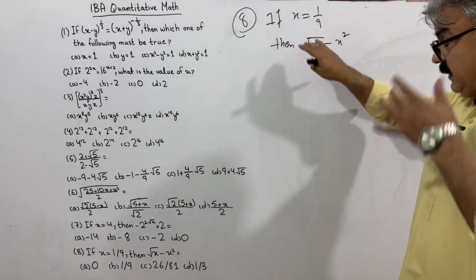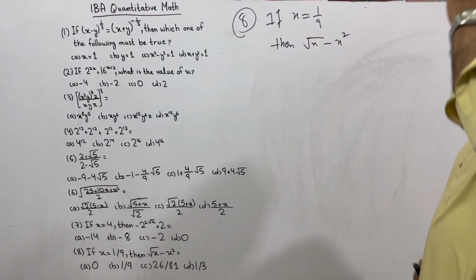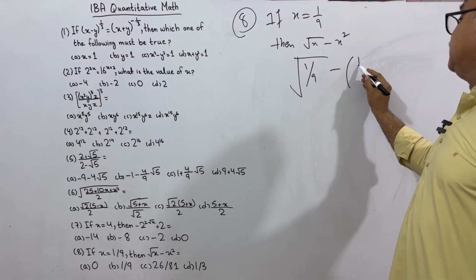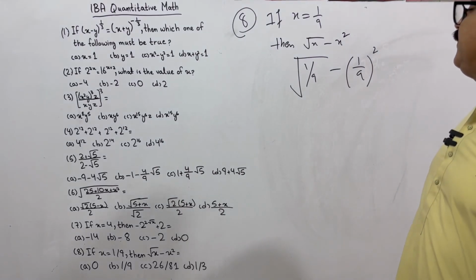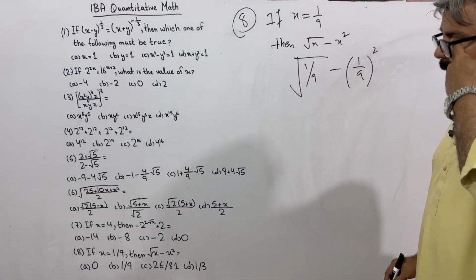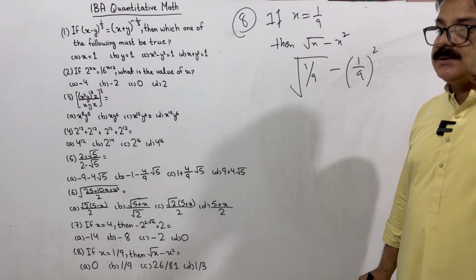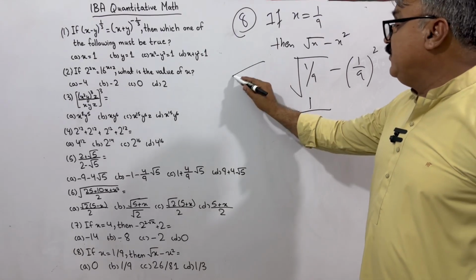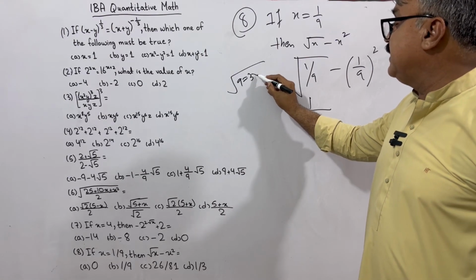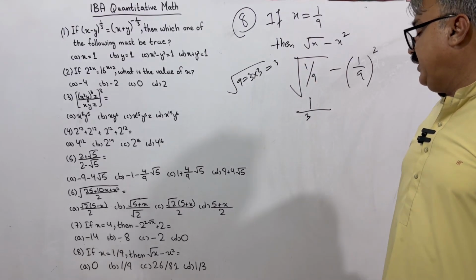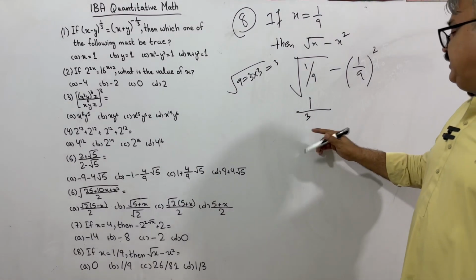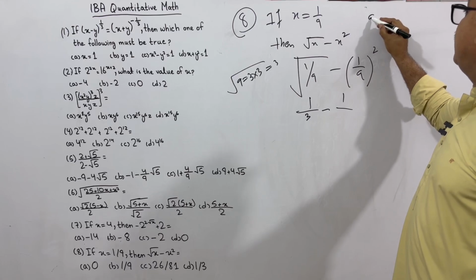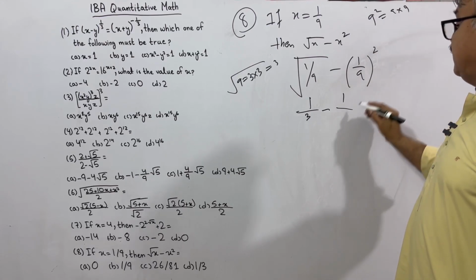What is the value of x? 1 over 9. Simple question. Let's see and find out. Root of 1 over 9 minus (1 over 9) squared. Root of 1 over 9: look at this. 1 is a perfect square, so root of 1 is 1. 9 is also a perfect square. Root of 9 is 3, since 9 can be written as 3 times 3. Minus the square of 1 over 9: 1 times 1 is 1, and 9 squared, 9 times 9, is 81.